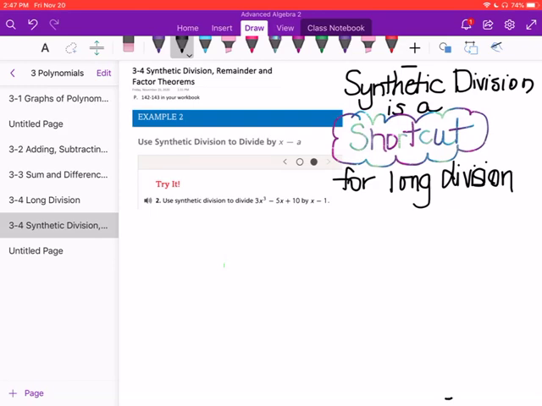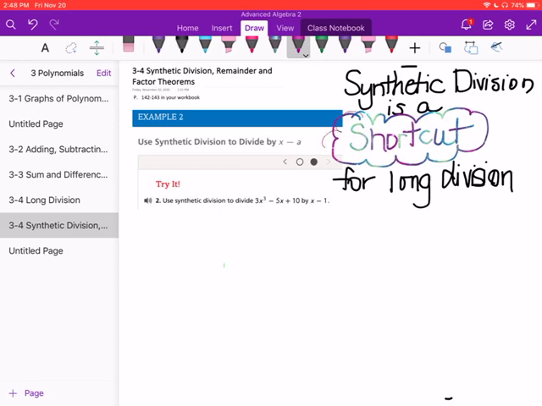Today we're going to continue our work in section 3-4. We'll work with synthetic division, the remainder theorem, and the factor theorem. In the last lesson, you learned how to divide polynomials using long division. Long division is great, it works, but the problem is it's long division. It takes a long time. Well, today we're going to look at a shortcut for long division.